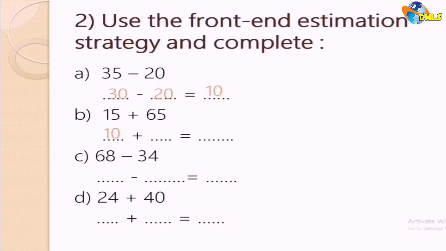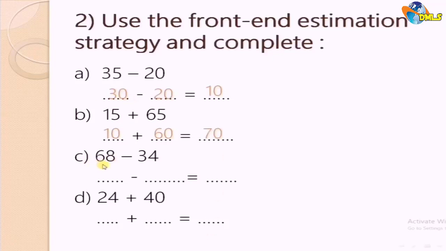The second number is 65. So we look at the tens place, we find 6 and the value of digit 6 is 60. So the estimation is 60. Then you will add the two numbers, 10 plus 60, ones with ones, tens with tens: 0 plus 0 is 0, 1 plus 6 equals 7, so 10 plus 60 equals 70.